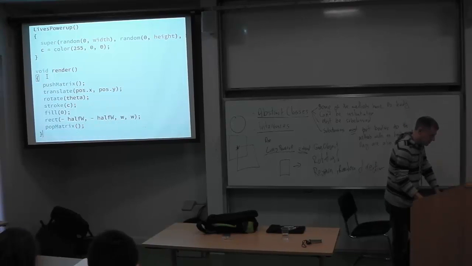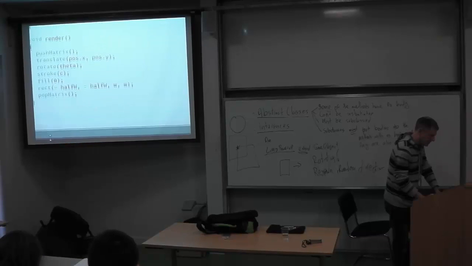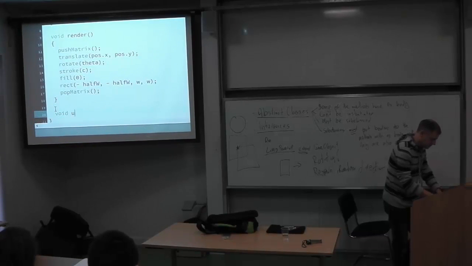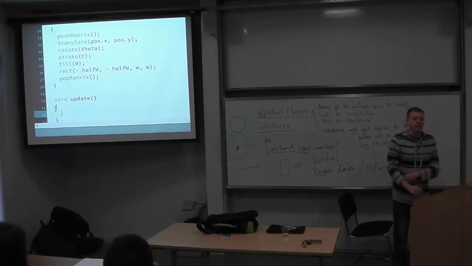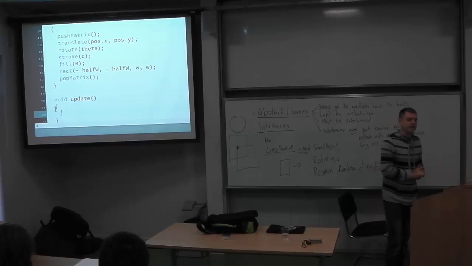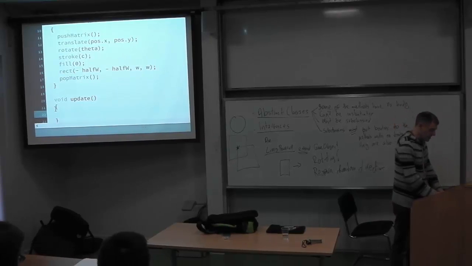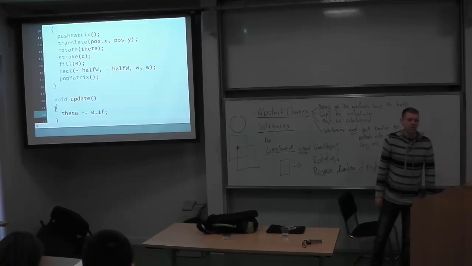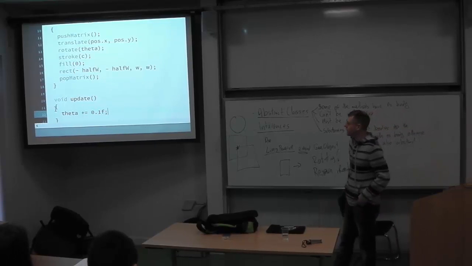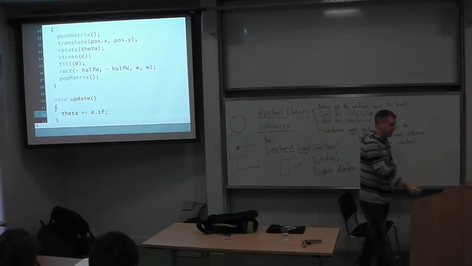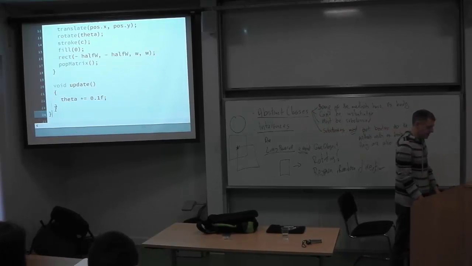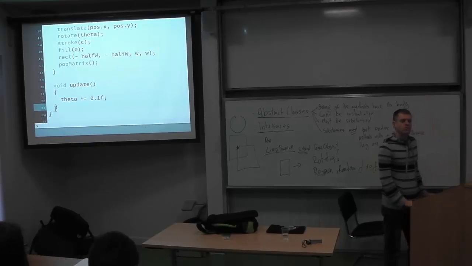Okay, let's do the next thing, which is to add the update method here, right? So in our update method, we want to do two things. First of all, we want our object to spin. So the spin of the object is controlled by theta. So just do theta += 0.1f. And that will add 0.1 radians to the rotation of that object each frame. So every frame the object should rotate a little bit more, because we're adding a small amount to the theta value.